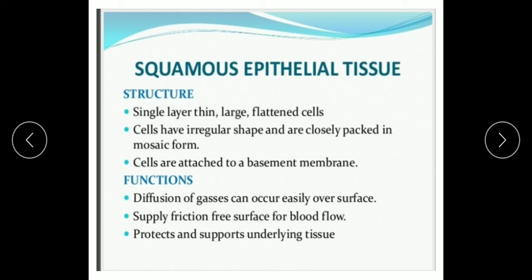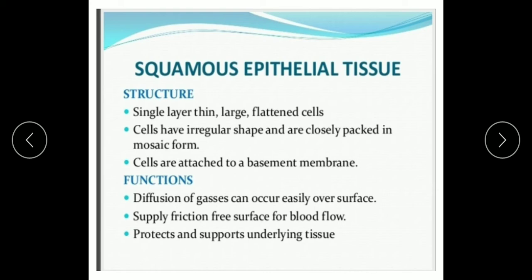In gaseous exchange, the atmospheric gas concentration is higher than the gas concentration in the tissues or cells. So the atmospheric gas moves to the cells or tissues by the process of diffusion. The squamous epithelium is involved in this process. The next function is to supply a friction-free surface for blood flow.